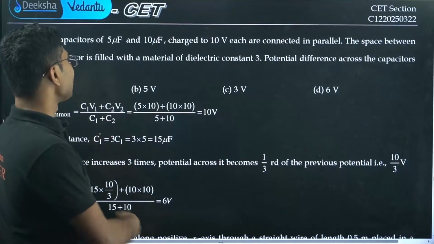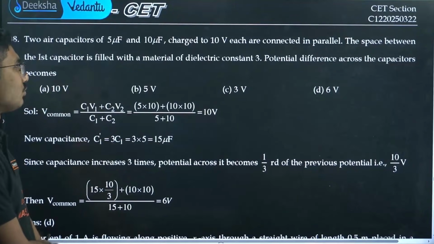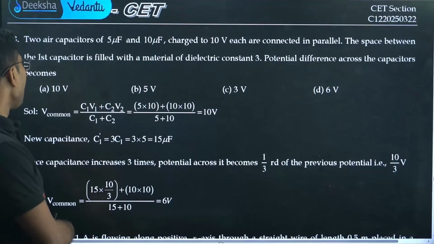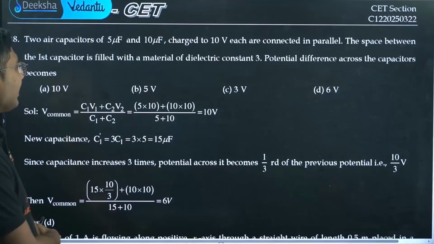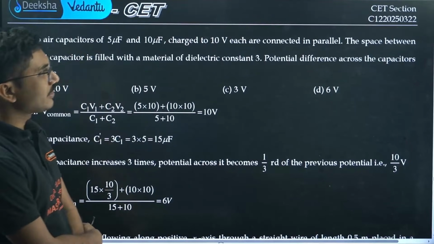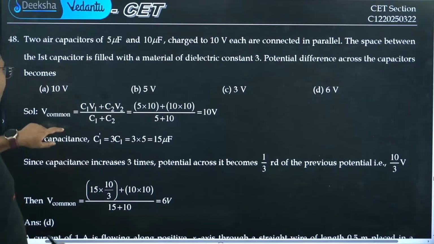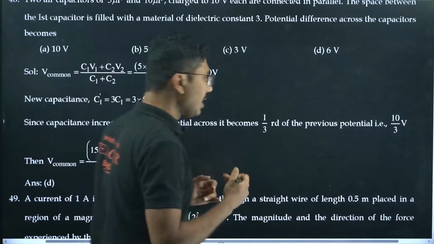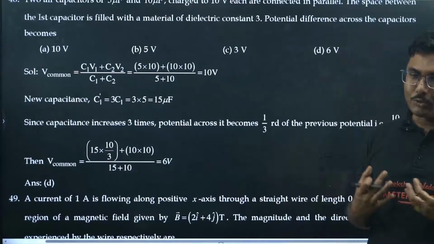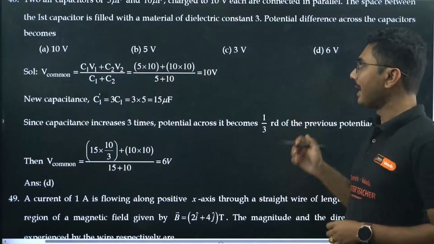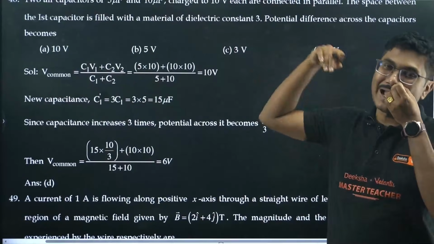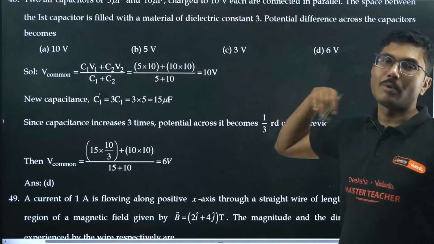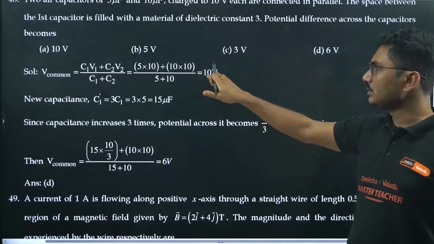Two air capacitors, 5 microfarad and 10 microfarad, charged to 10 volt each are connected in parallel. The space between the plates of the first capacitor is filled with a material of dielectric constant 3. The potential difference across the capacitors becomes. So first of all, you need to calculate the common potential. Once you charge them to the same potential and connect them in parallel, the common potential will be the same as the battery. You don't need to calculate that for the first part. You will get the same voltage as the source, so that is 10 volt.